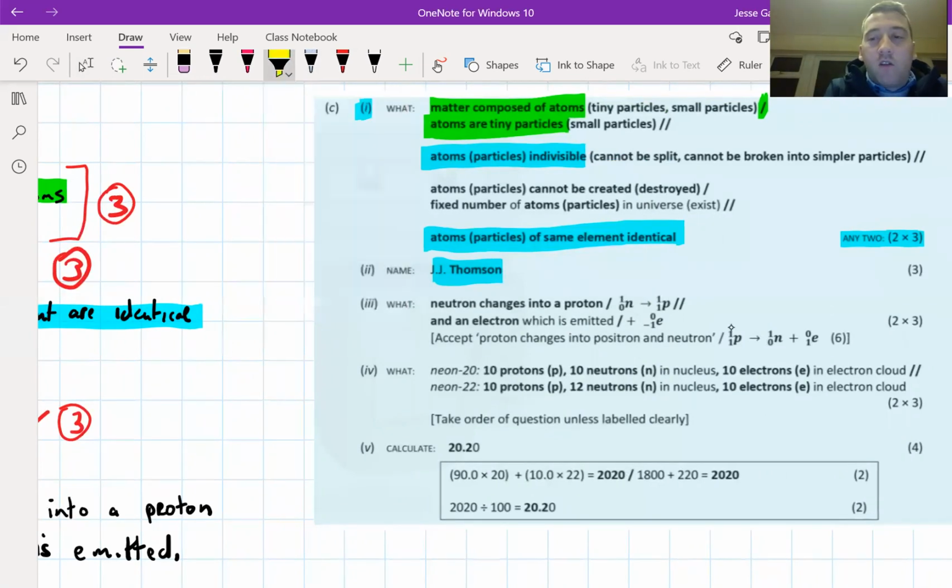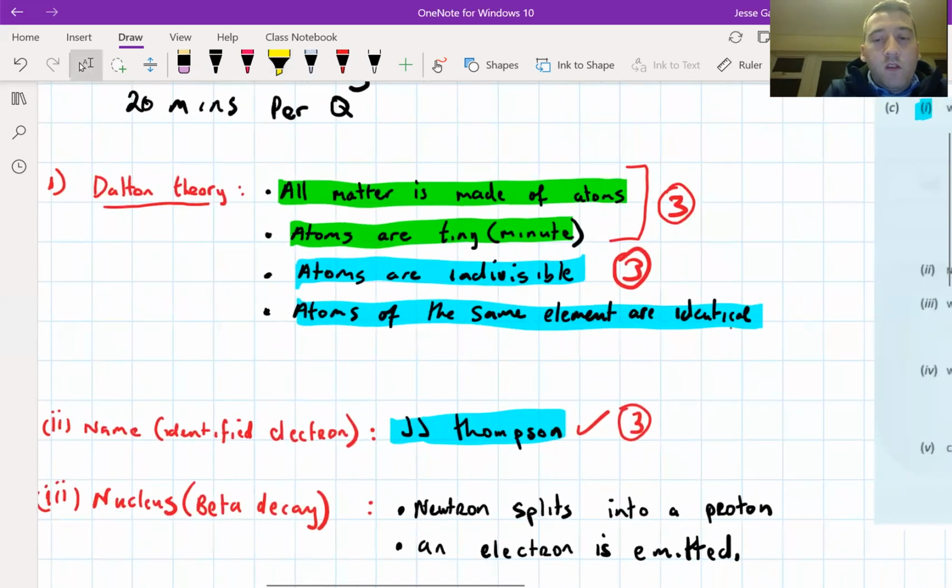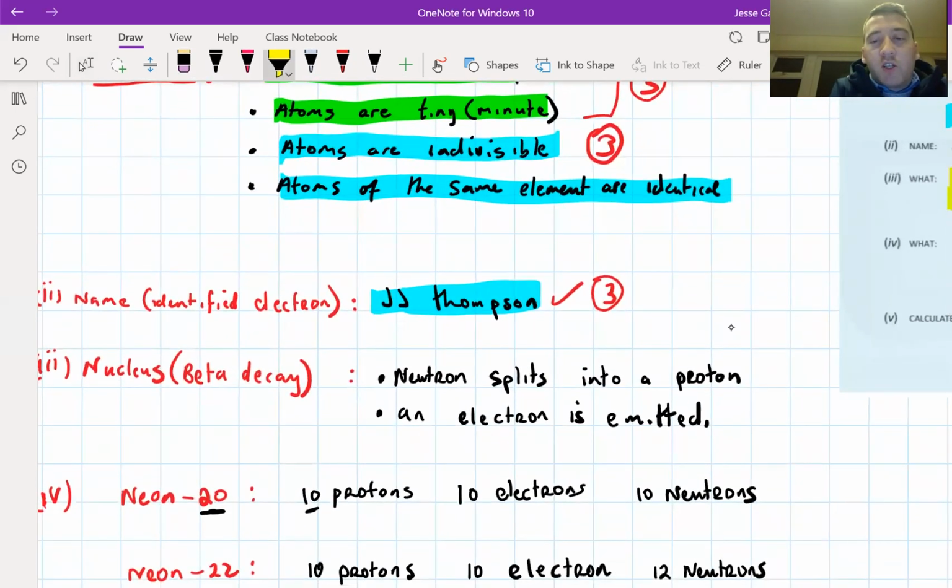All right, so what are they looking for here? Again, it's 2 times 3. So they're looking for a neutron changes into a proton, and then this double line means you have to have both the one before and the one after. So the neutron changes into a proton and an electron, which is emitted. Okay. So we said a neutron splits into a proton. Here we go. There's the first 3.